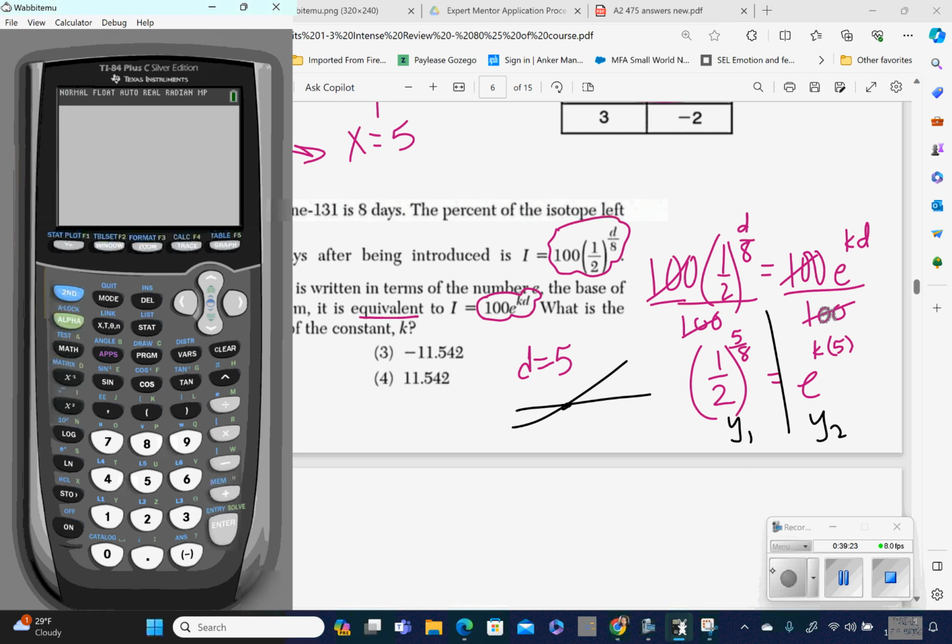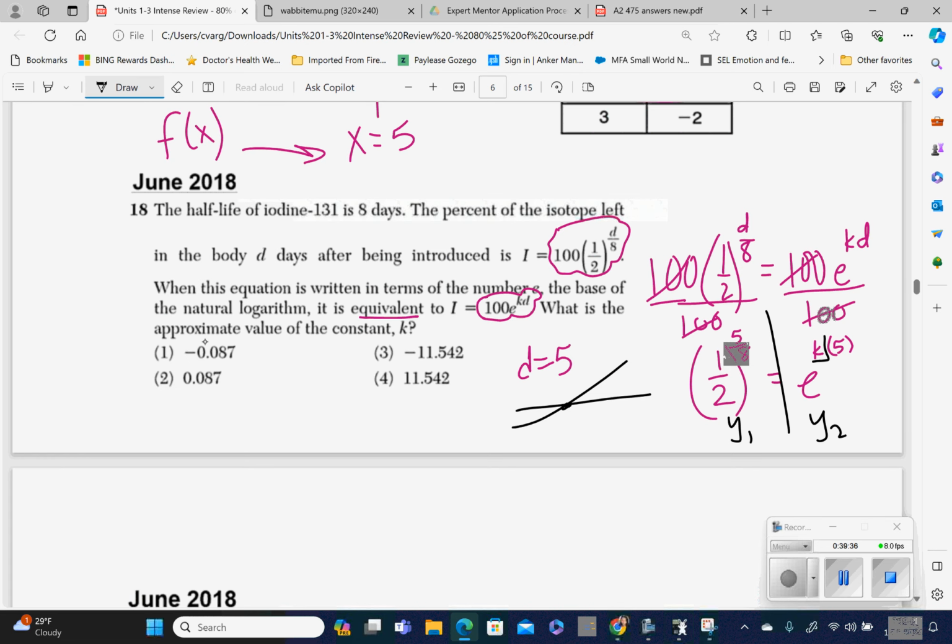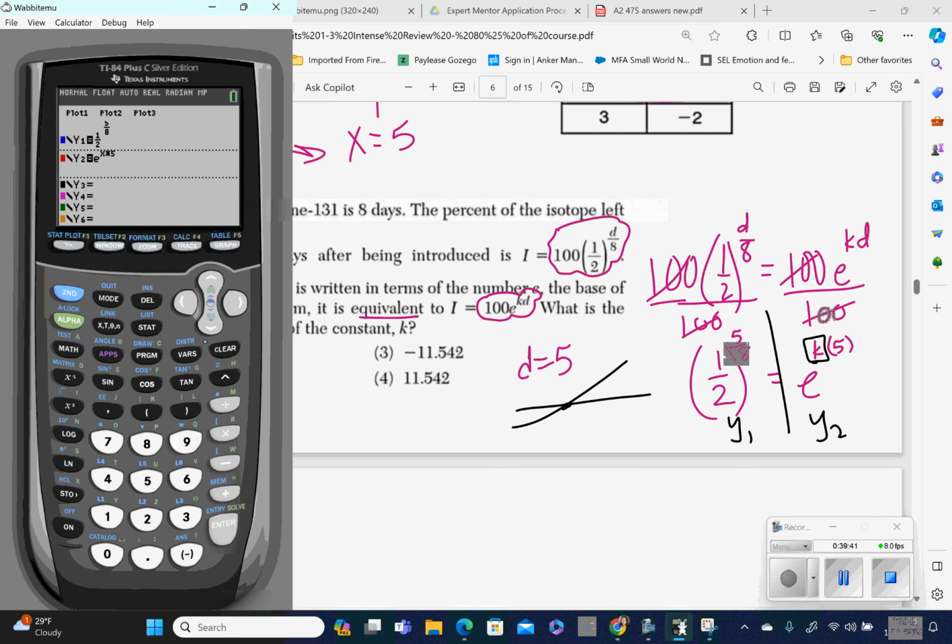So I'll go to y equals. I typed in 1/2 to the 5/8 power under y1, and I typed in e to the x times 5. I used x instead of k because that's what I'm looking for, and remember, I just put d is 5. So now I'm looking to see where they intersect. I'm going to hit graph.